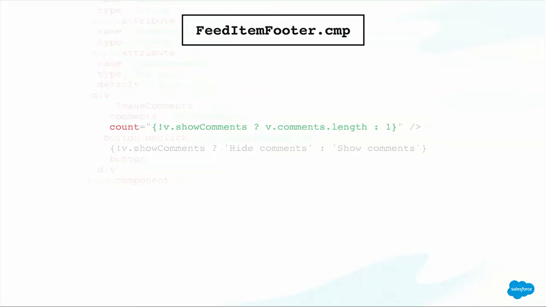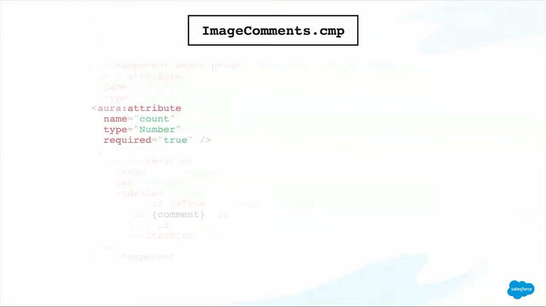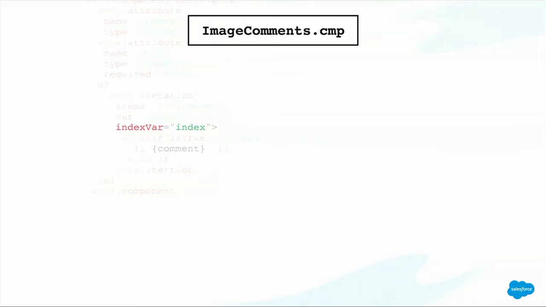If it's true, we're going to set the value to the entire length of the comment string. And if it's false, we're going to set it to that initial 1, indicating we only want 1 comment. So when we go back into our image comments component, we're going to add that attribute in the component. And then we are going to add an iterator in our unordered list of our printout.